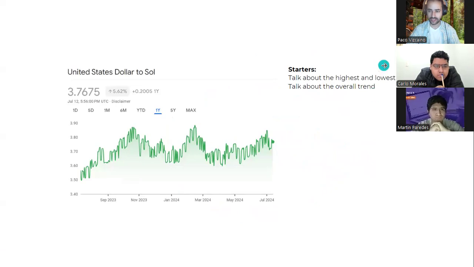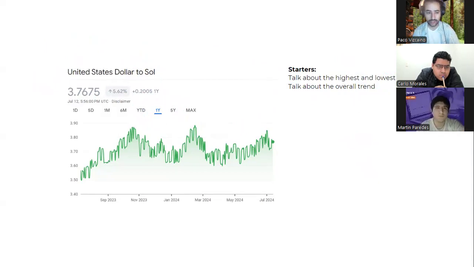Okay, so this is the first thing in any graph. This is a constant reminder that you have to notice the title and tell the title to the audience. And in this case, you have to explain the time span or the time period. This is 1 year. So if you start off by saying this is United States dollar against Sol and 1 year, then you're off to a good start. And then these are some starters for the analysis that you could use.